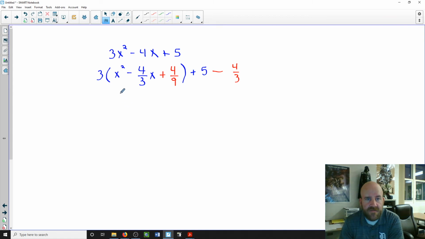So factor this out. So we know that our binomial squared is just x, and then half of b, so minus 2/3. 3 still up front. And now we have to do this subtraction. So 5 minus 4/3. So we'd have to turn this into 15/3 minus 4/3, which would be 11/3. And that's our vertex form.